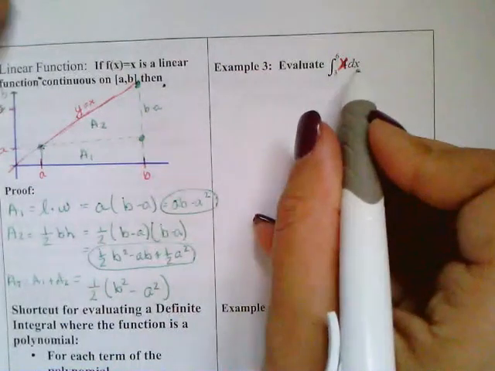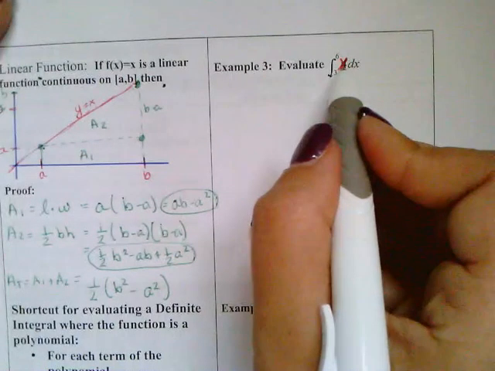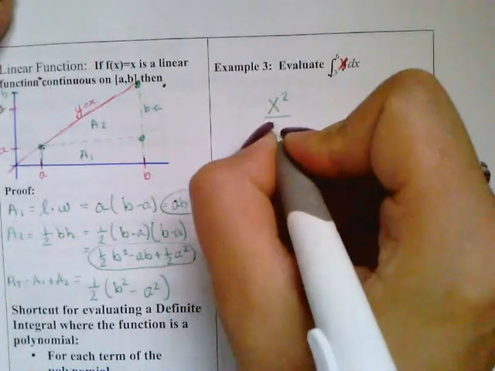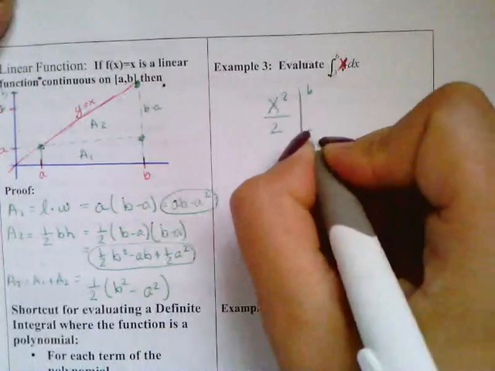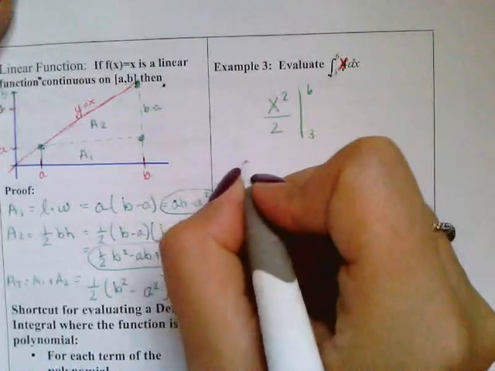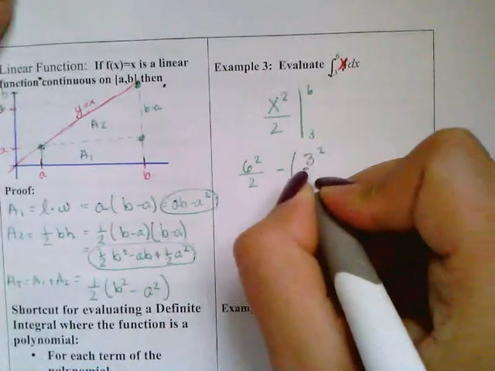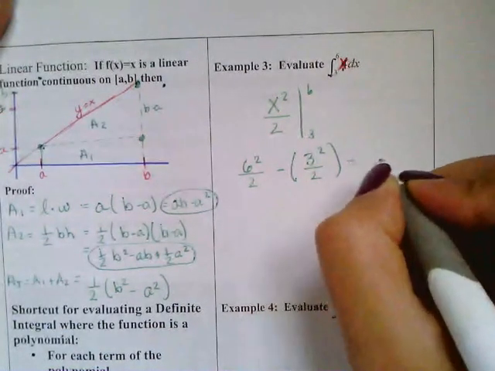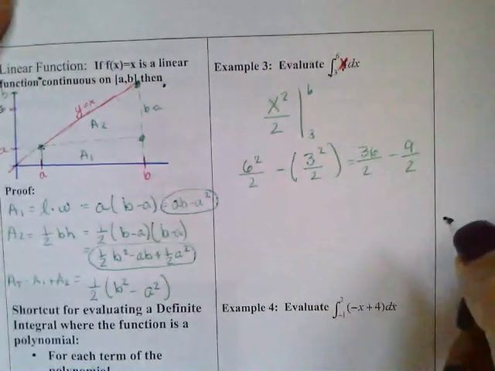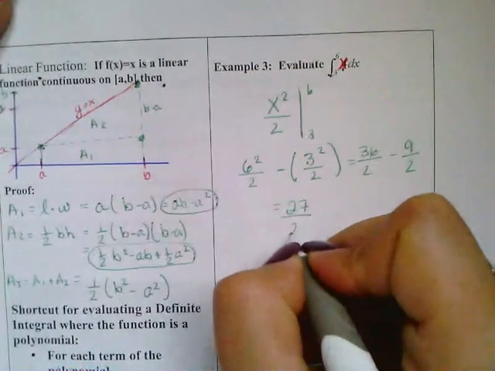So here is the function. Change that 4 to an x. It should have been an x. So first let's find the integral of x, which ends up being x squared over 2 from 3 to 6. So the idea is 6 squared over 2 minus 3 squared over 2. Simplify, 36 over 2 minus 9 over 2. And you end up with 27 over 2.